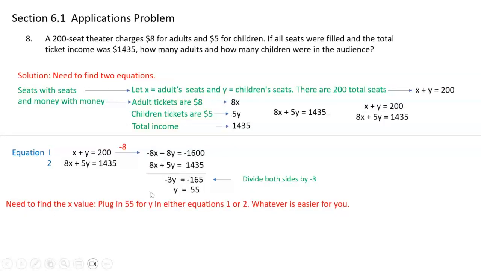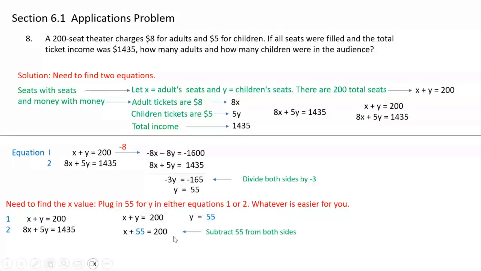So then we need to plug in 55 for y in either equation 1 or 2. What's easier, guys, is equation 1 because there's no coefficient on the x and the y. The coefficient is 1, which will make it much easier. So my y is 55. Plug in 55. So then we subtract 55 from both sides. So x equals 145. So the answer is x equals 145 and y equals 55, but that's not what they're asking.